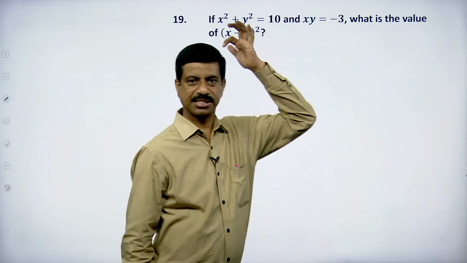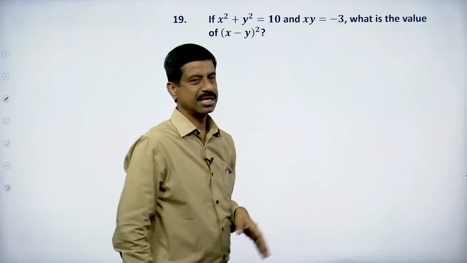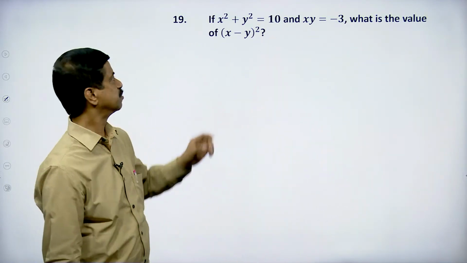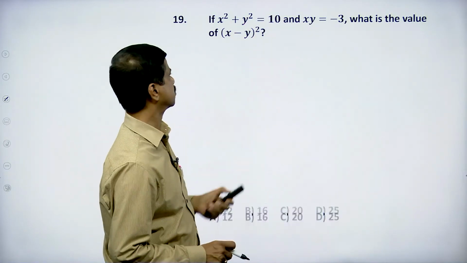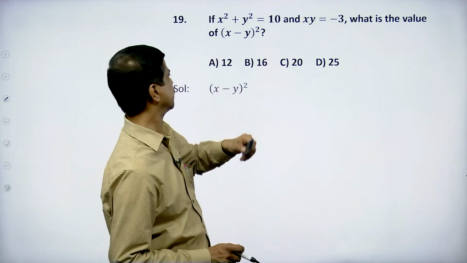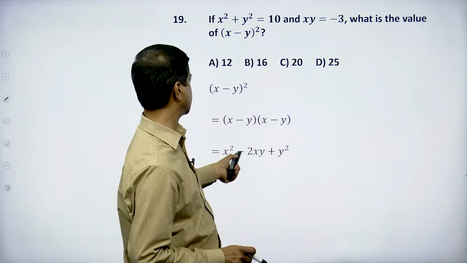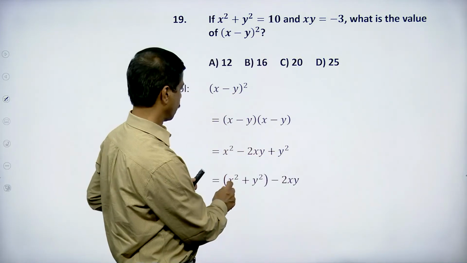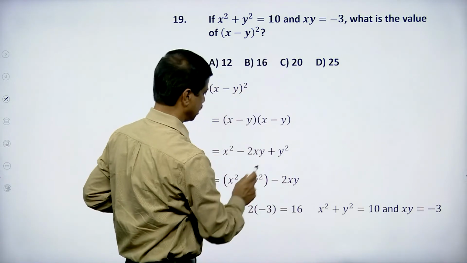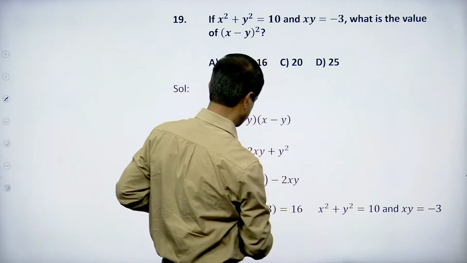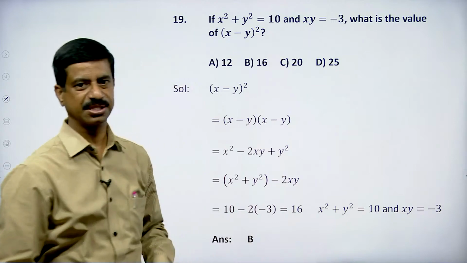Now look at this. x square plus y square is 10, and xy equals minus 3. What is the value of (x minus y) whole square? So (x minus y) whole square is x square minus 2xy plus y square, that is x square plus y square minus 2xy. We have x square plus y square given separately and xy separately, so substitute these. x square plus y square is 10, minus 2 into xy, which is minus 3. So 10 plus 6 is 16. So option B satisfies. Please note it fast.